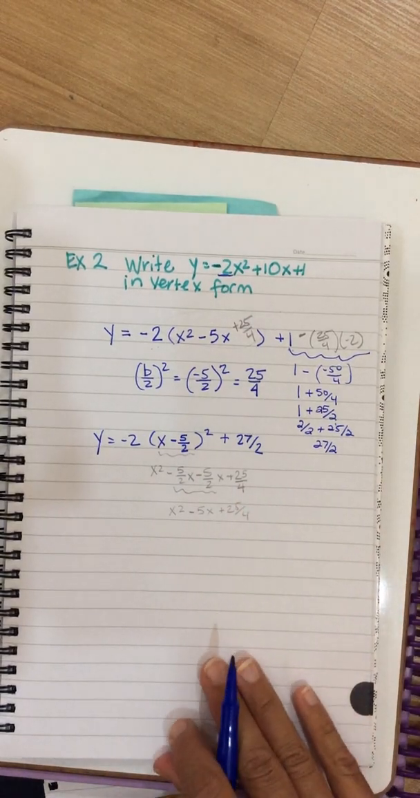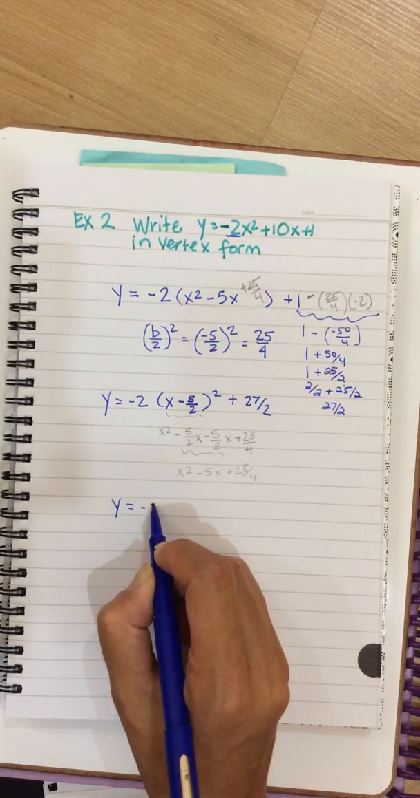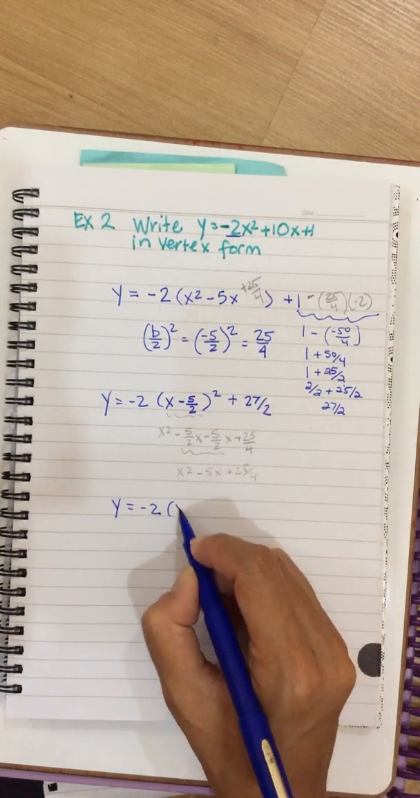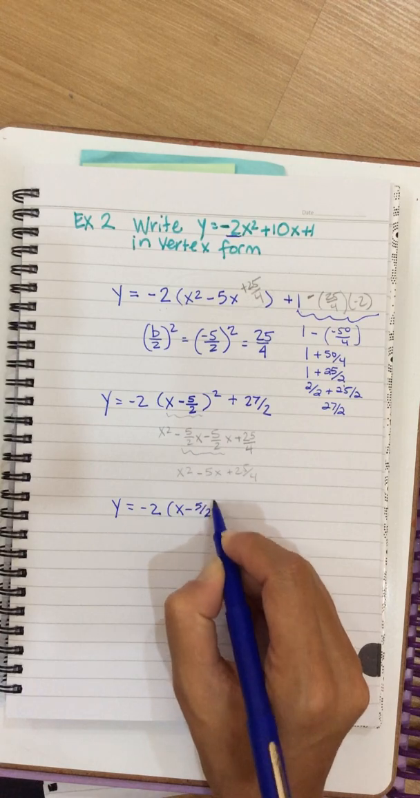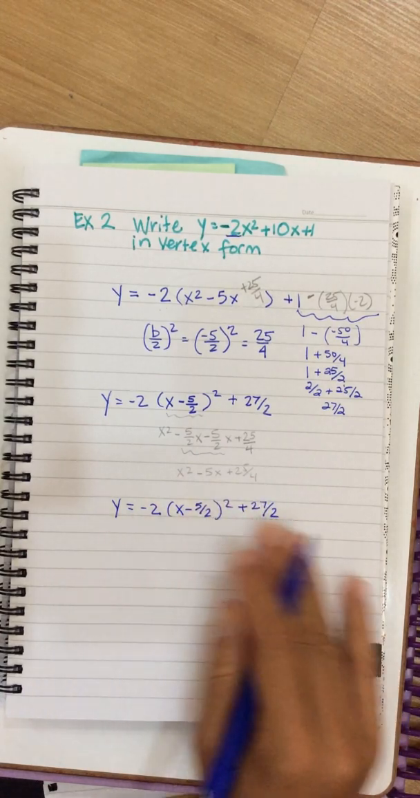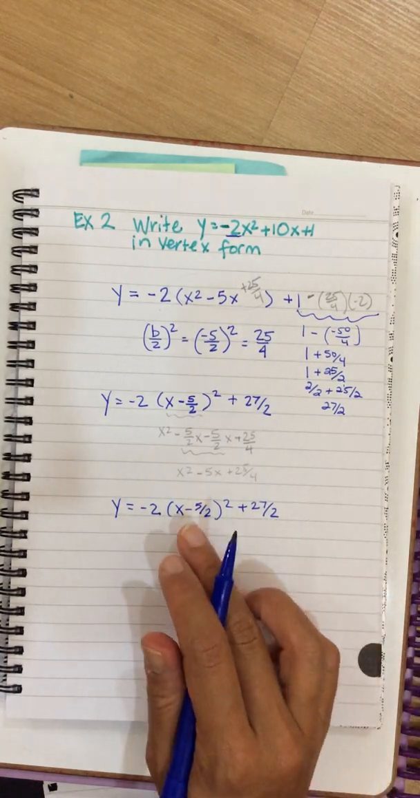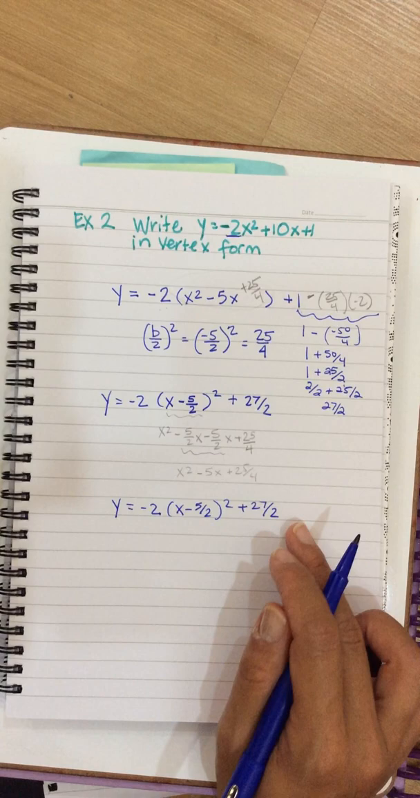And now my equation is y equals negative 2 times x minus 5 over 2 squared plus 27 over 2. I'm just going to rewrite this again. I guess I didn't have to because it's already simplified. If you wanted to write this in decimals, you can. But I wrote it in vertex form, right? a(x minus h) squared plus k.